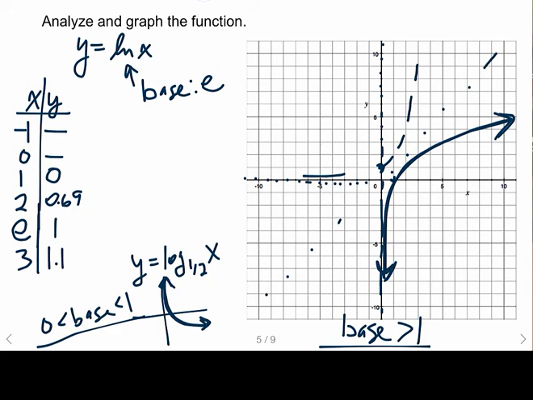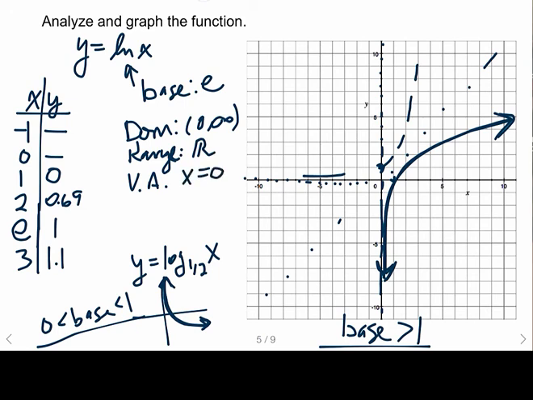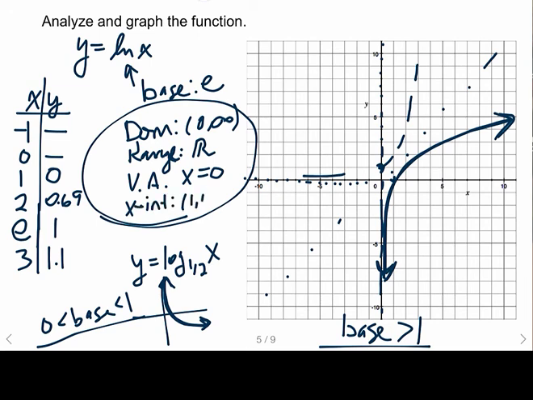Well, the rest of the analysis here is going to consist of the domain, the range, and in this case, the vertical asymptote. And I know that the domain is 0 to infinity. The range is all real numbers. And of course, the vertical asymptote in this case is x is equal to 0. Because it's easy to see, I'm going to include the x-intercept, which is of course the point (1, 0).